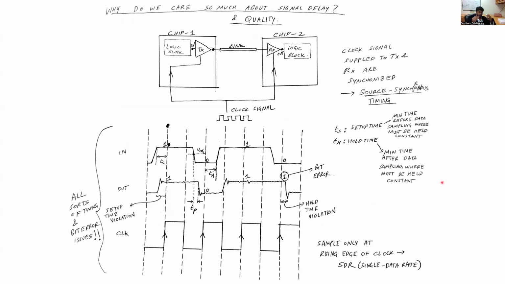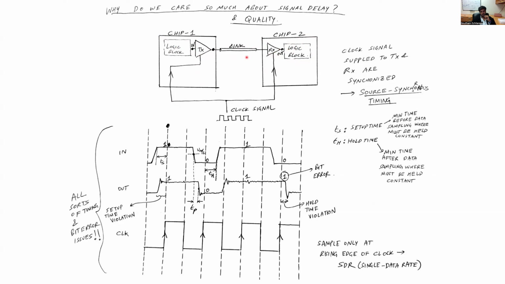So why have we talked so much about this concept of signal delay and signal quality, and why is it important? This is of course a very diverse topic, and I'm talking about a very small subset of it, which is something called source synchronous timing. So imagine you had two chips, chip one and chip two, and chip one has its own logic block which is connected to a transmitter, which is sending the data over the link to the receiver and finally outputted to logic block 2.